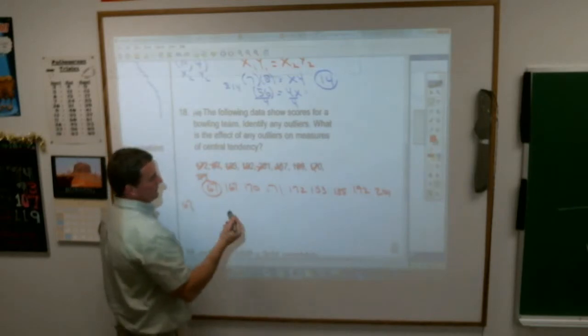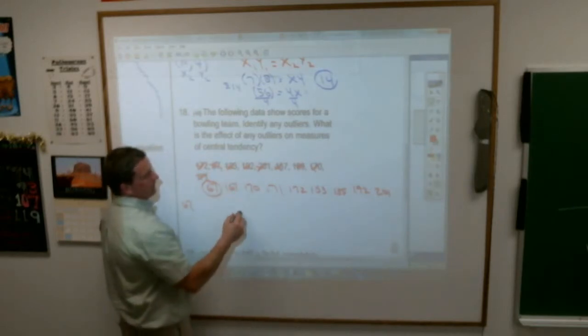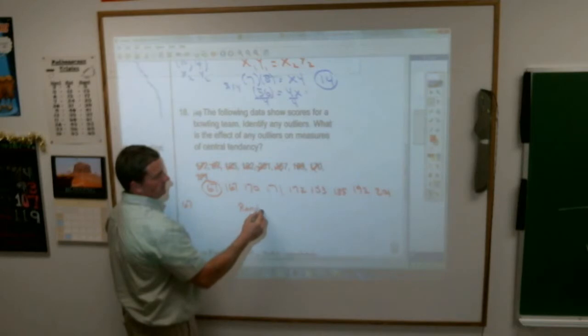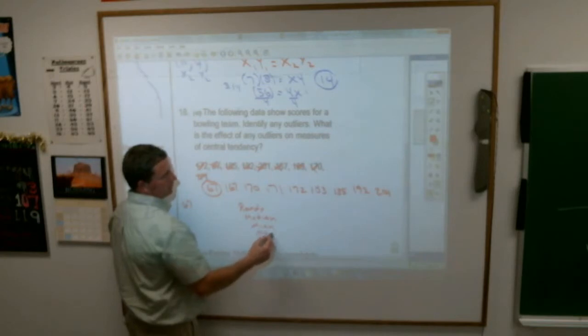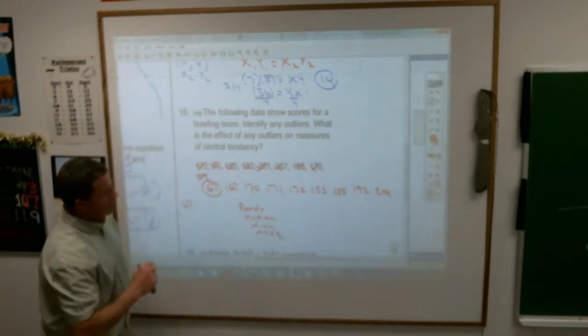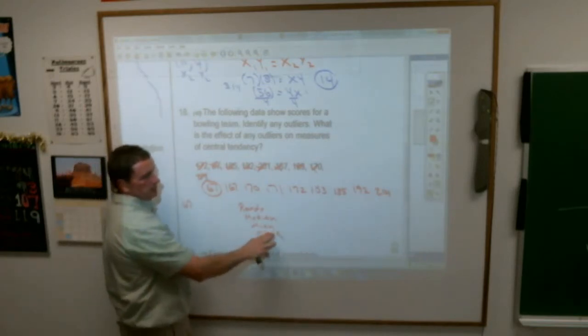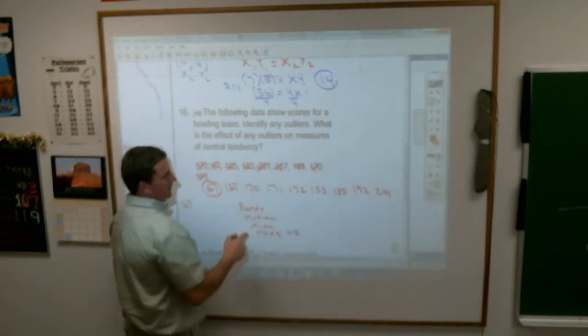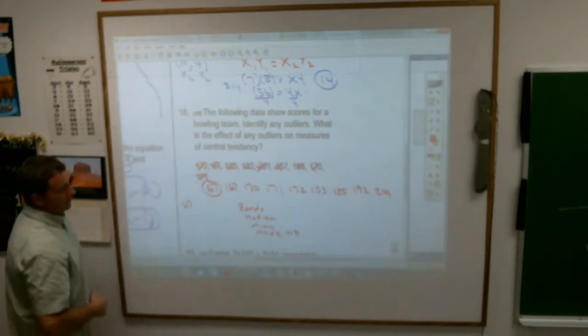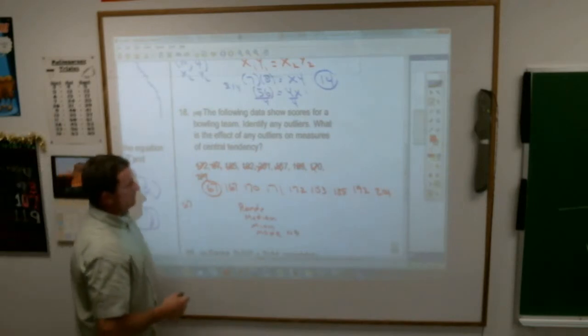Well, you've got the range, which I don't think they talked about, did they? Yes, they did. The median, the mean, and the mode. It wouldn't have any effect on the mode, because nothing repeats, so there's no effect there. The average, you'd have to sit down and calculate, you're right, let's just skip that one.